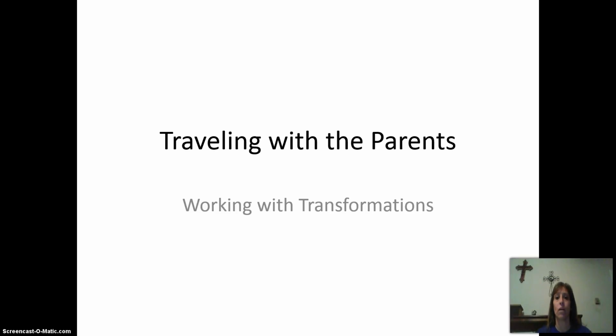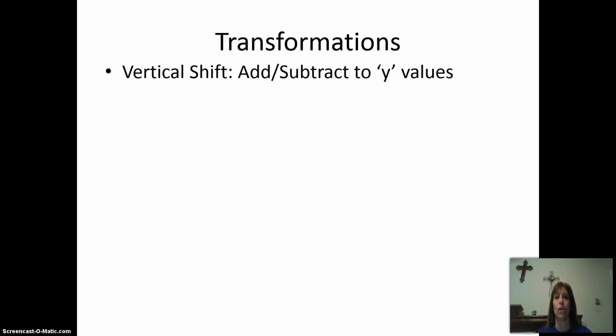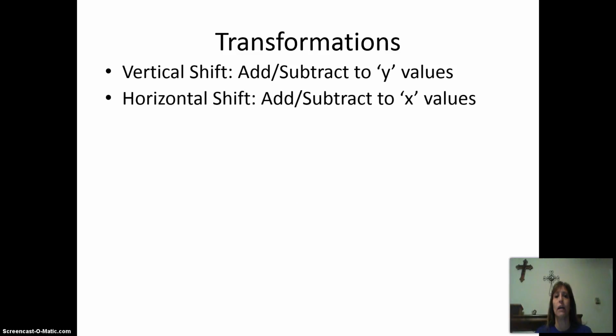So we're going to talk about traveling with parents today. This is actually her PowerPoint, so let's see what we can do with it. First, we talked last week about transformations. If you have a vertical shift, that affects the y values, so you're changing up or down on the axis. That only affects the y number. If it's a horizontal shift, it changes the x number, so it's going left or right.